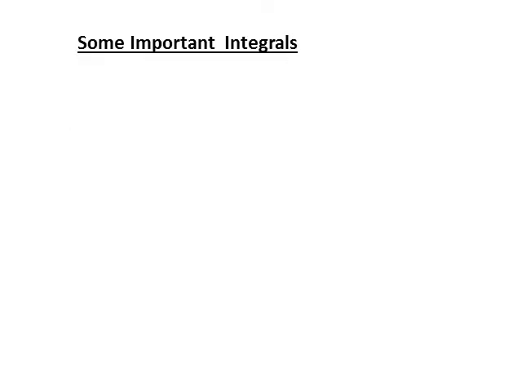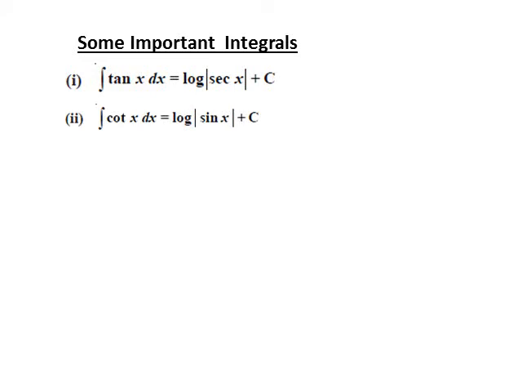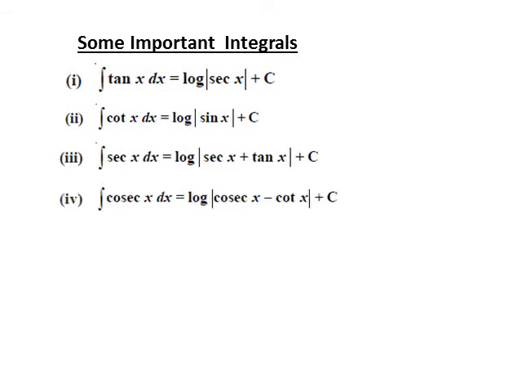Now we will discuss integrals of some important trigonometric functions using the substitution method. These will be used later without any reference. First, integral of tangent x with respect to x equals log mod secant x plus c. Integral of cot x with respect to x is log mod sin x plus c. Integral of secant x with respect to x is log mod (secant x plus tangent x) plus c. Integral of cosecant x with respect to x equals log mod (cosecant x minus cot x) plus c.